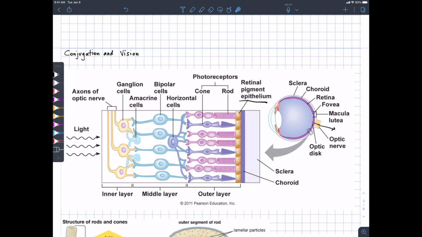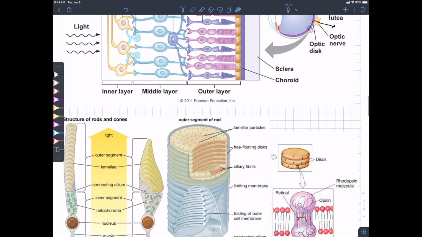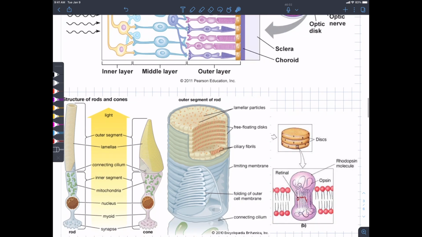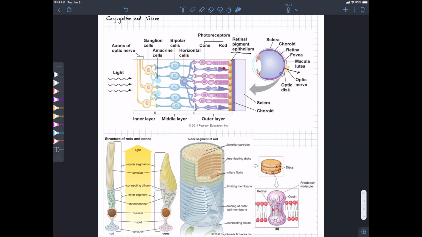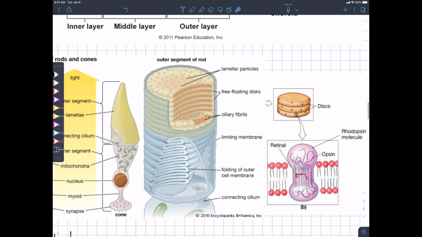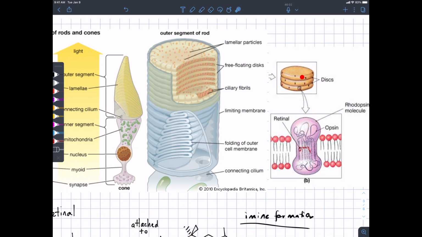But inside the rod and cone cells, you have these photoreceptor discs or lamellar particles. And inside those particles, you have membranes with individual opsin or rhodopsin proteins. Okay, so we're just increasing the levels of magnification, right? We went from eye to retina to a rod or cone cell to the photoreceptor discs and into the membrane of those discs. And this is a membrane that's just folded back on itself. But embedded in that membrane is the protein that detects light.